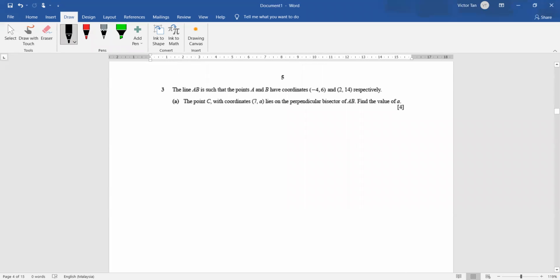Next, the line AB is such that the points A and B have coordinates (minus 4, 6) and (2, 14) respectively. The point C with coordinates (7, a) lies on the perpendicular bisector of AB. Find the value of a. So you find the gradient of AB, which is 14 minus 6 over 2 minus minus 4, which is 8 over 6, which gives you 4 over 3. So the gradient of the perpendicular, the negative reciprocal, is minus 3 over 4.